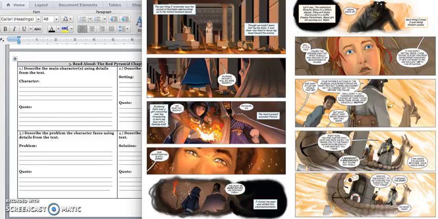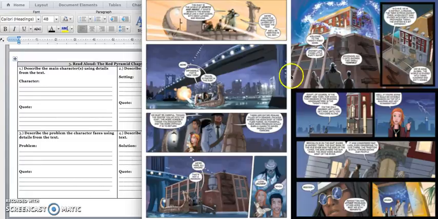All right, so they traveled through the Duat to Brooklyn, New York. We're going to read this all the way down. When we get here, we're going to go from left to right, and then down, left to right, down, left to right. We're at the top of the first box.